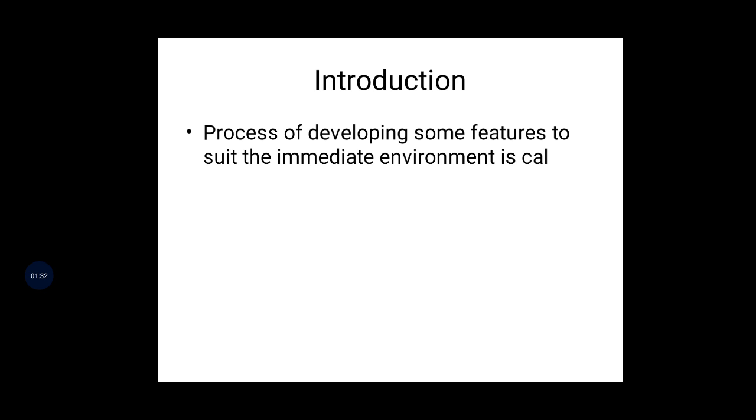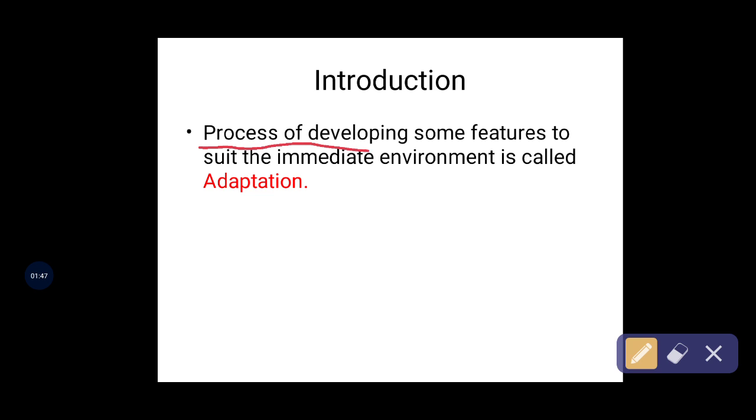The process of developing some features to suit the immediate environment is called adaptation. Okay, so we got the definition. I'm just going to underline it and explain it to you. The process of developing some features to suit the immediate environment.